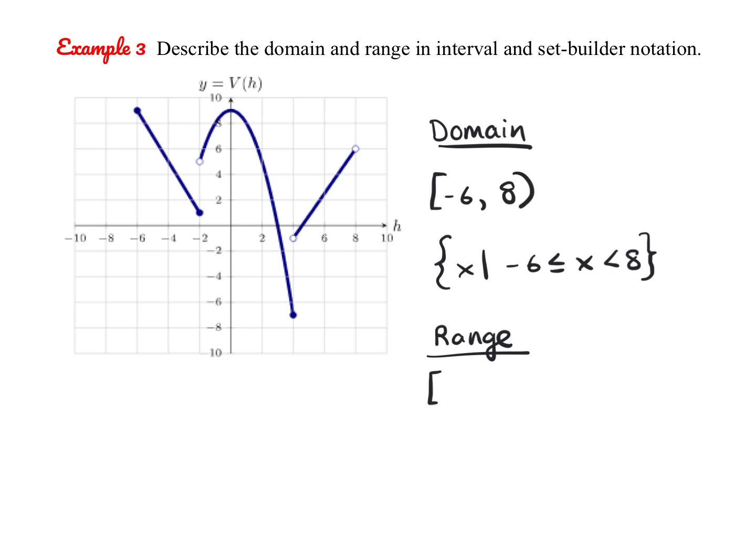So our low value looks to be -7. Our high value looks to be +9. And for set builders, we'll say y such that -7 is less than or equal to y is less than or equal to 9. So make sure both -7 and 9 are included in your range.